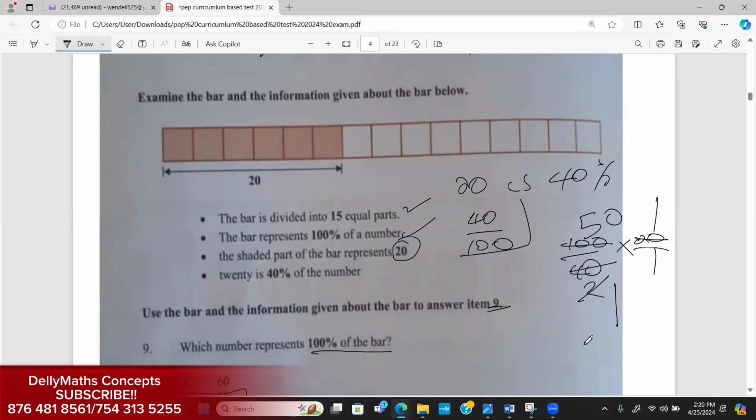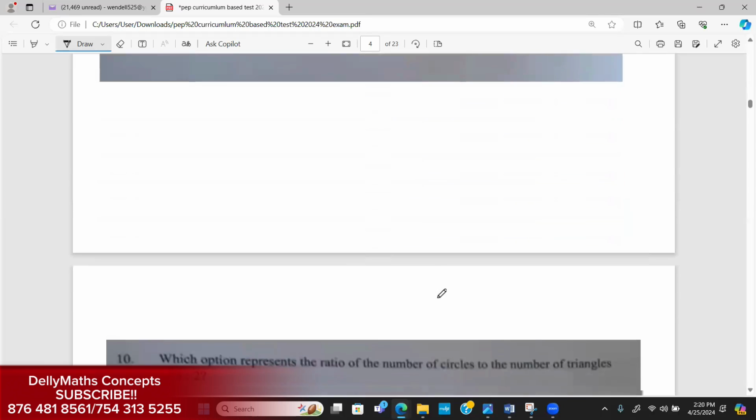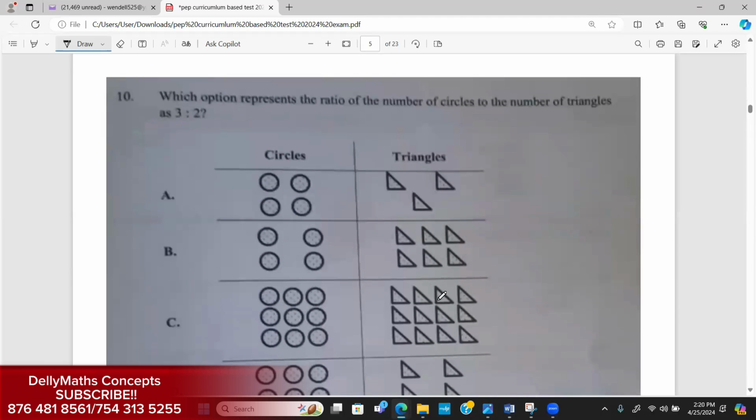All right, let's go. Number 10. Which option represents the ratio of the number of circles to the number of triangles? Context again. We put in circles to triangles.